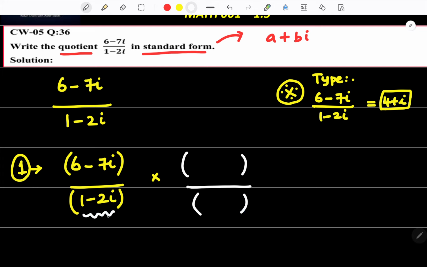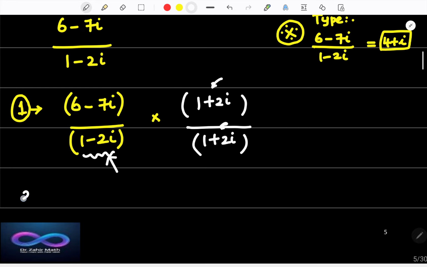Look at the denominator down here. What is here? 1 minus 2i. You put here 1 plus 2i. Suppose here 1 plus 2i, you put here 1 plus 2i in the numerator as well. The same number you have to put. Now take your calculator, that is step number 2. The step number 2 is take your calculator.